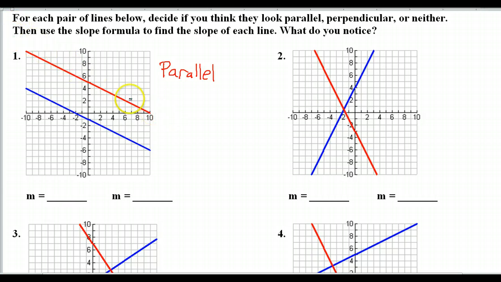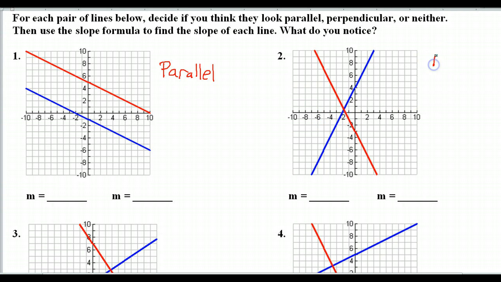Parallel is where the lines are equally steep, and these lines will never touch. Even though they truly extend forever, no matter how far they go, they will never meet. That's what parallel is. Clearly these lines meet, so they're not parallel. But are they perpendicular, or are they neither?